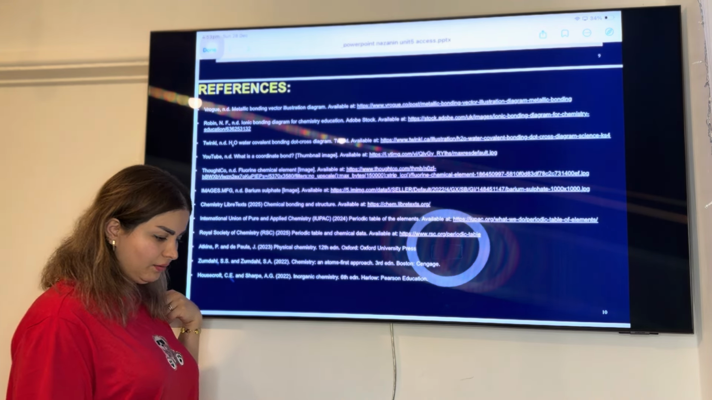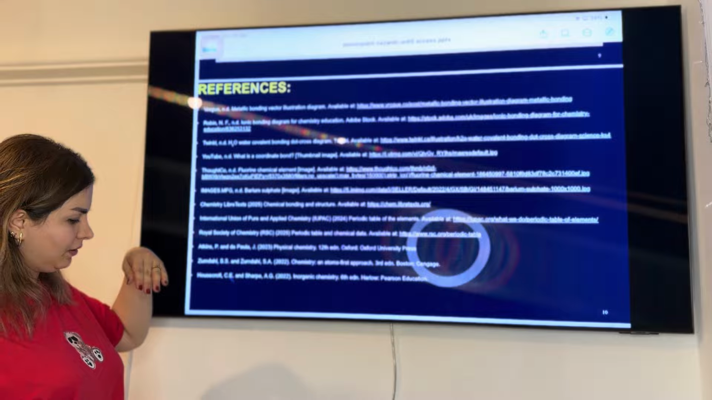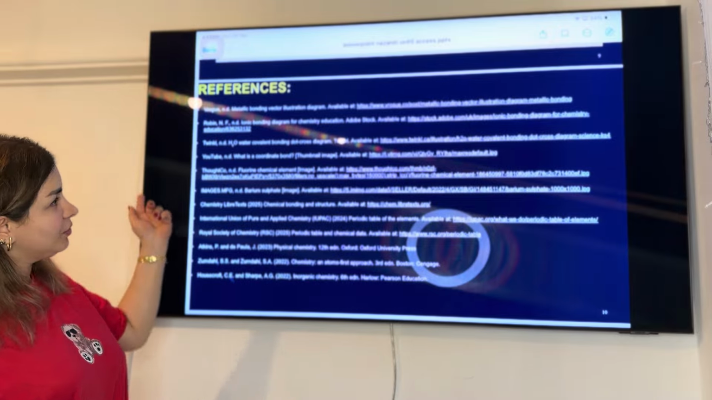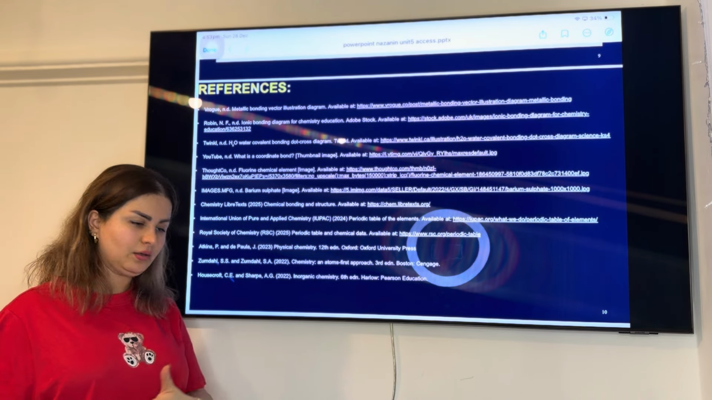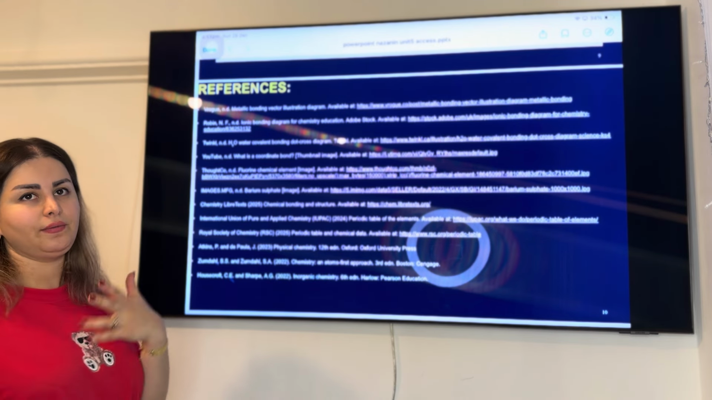And these are the references here. All the information and diagrams used in this presentation are supported by reliable scientific sources.